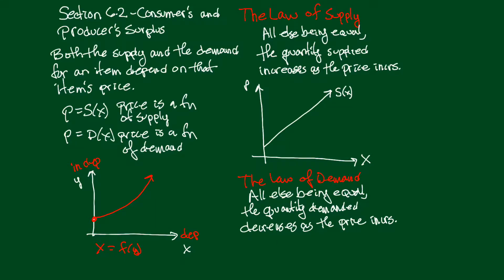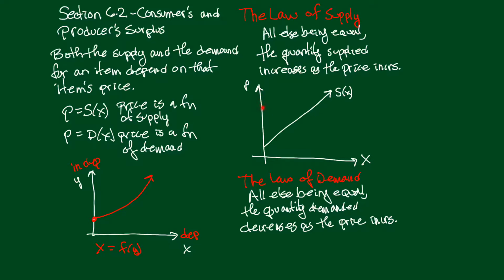Let's get a feel for this graph. Suppose you have a high price. Well, if you have a high price, consumers aren't going to demand very many of those. So X would be small, right? X is the number demanded. So at a high price, X would be small.